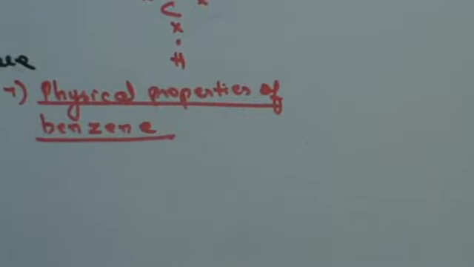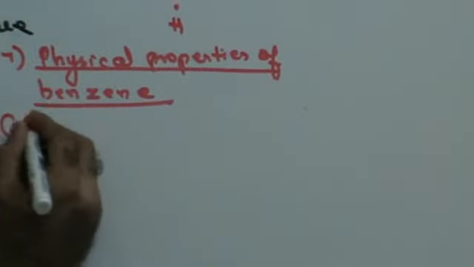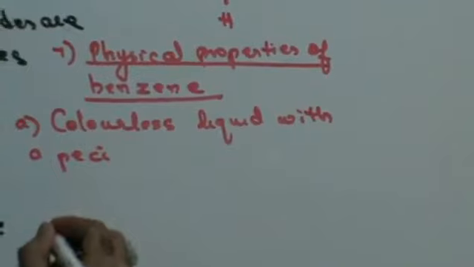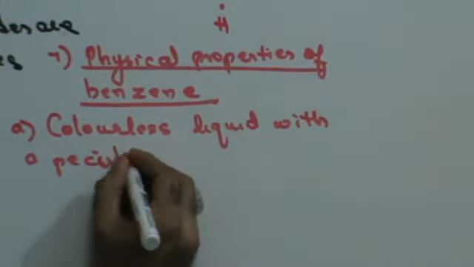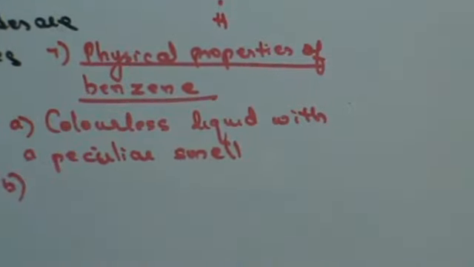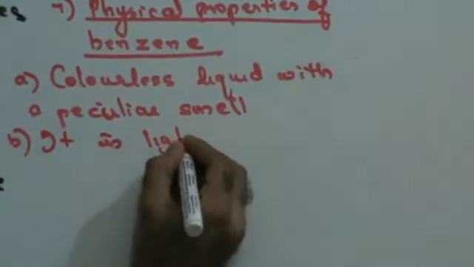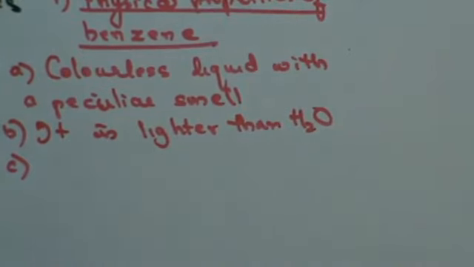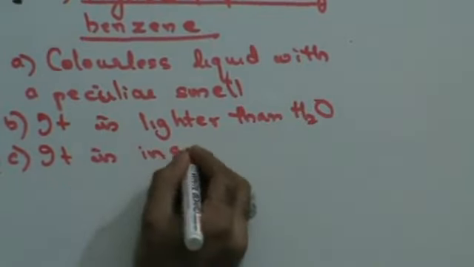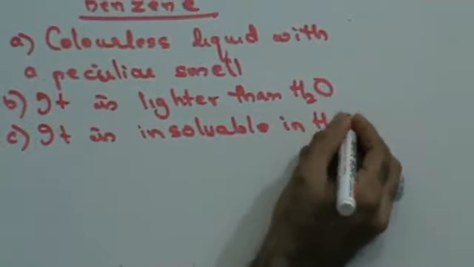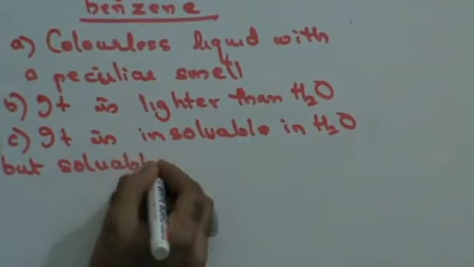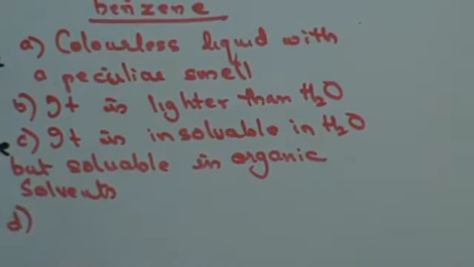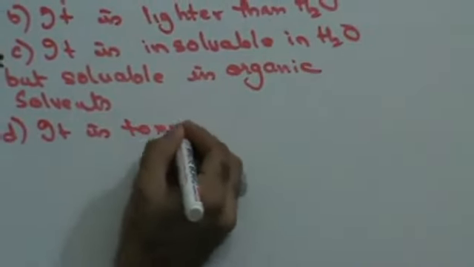Now, benzene is a colorless liquid with a peculiar smell. Second, it is lighter than water. Then it is insoluble in water but soluble in organic solvents, right? It is toxic in nature.